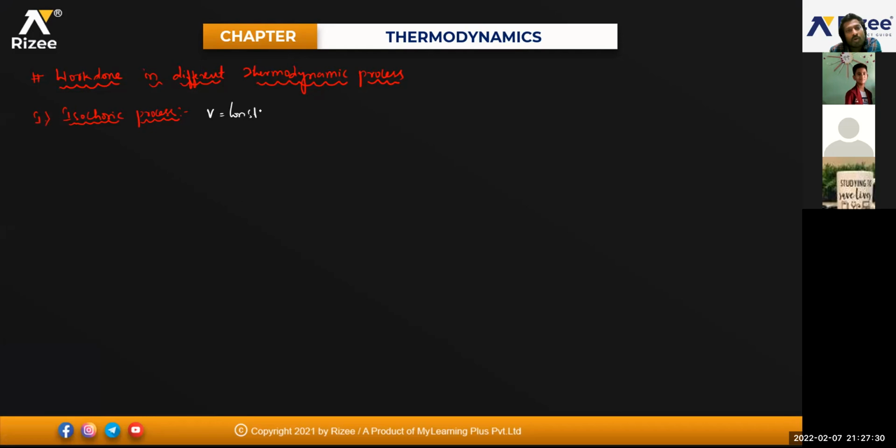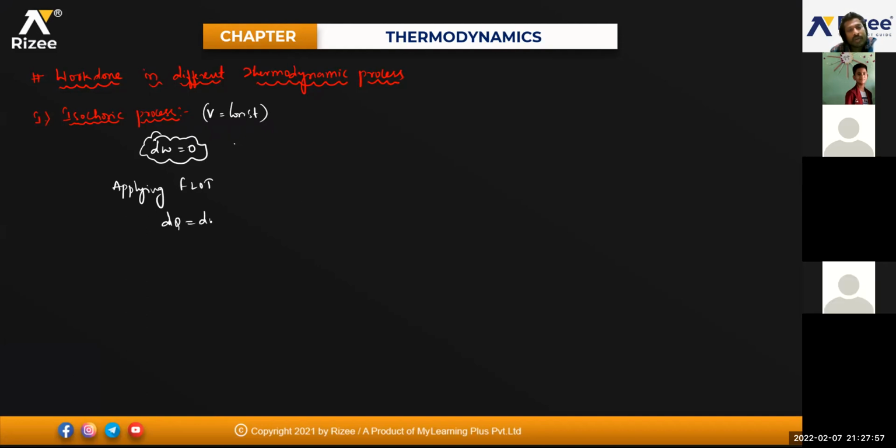Volume. Volume is constant. So when volume is constant, I can write that work done dW will be equal to 0, because differentiation of any constant will be 0. Applying the first law of thermodynamics, dq is equal to du plus dw. So dq will be equal to du. Therefore, dq will be equal to f by 2 into n into r into dt.